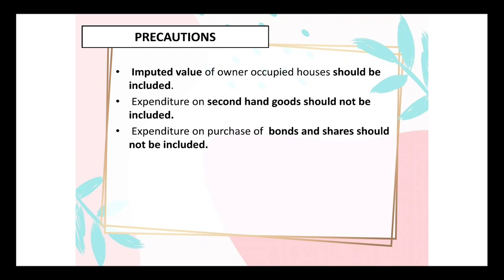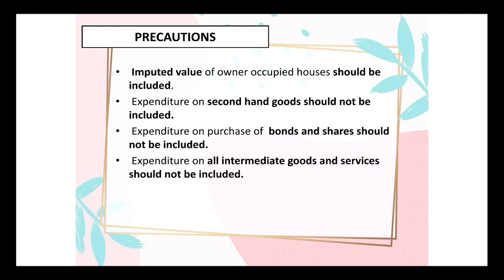Second hand goods are not to be included. Any purchase of bonds and shares is not to be included, okay? Because these are financial assets, and these financial assets are just paper claims, and there is only a transfer of title. However, any commission or brokerage on such financial assets will be included. All the intermediate goods are not to be included. Transfer payments are not a productive activity, so we will not be including them.